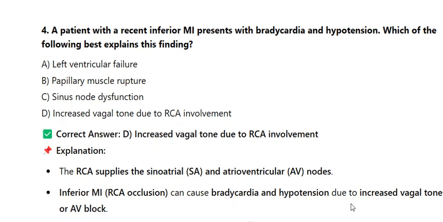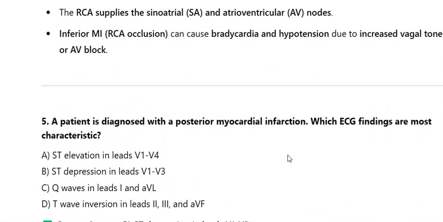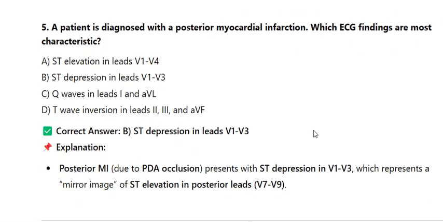5. A patient is diagnosed with a posterior myocardial infarction. Which ECG findings are most characteristic? A. ST elevation in leads V1 to V4. B. ST depression in leads V1 to V3. C. Q waves in leads I and AVL. D. T wave inversion in leads 2, 3, and AVF. Correct answer B. ST depression in leads V1 to V3. Explanation: posterior MI due to PDA occlusion presents with ST depression in V1 to V3, which represents a mirror image of ST elevation in posterior leads V7 to V9.